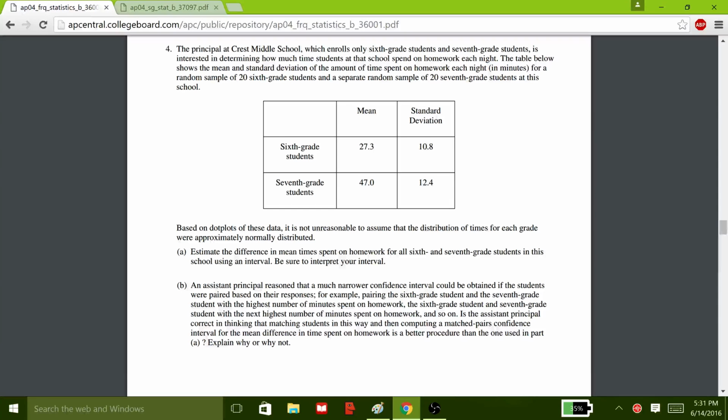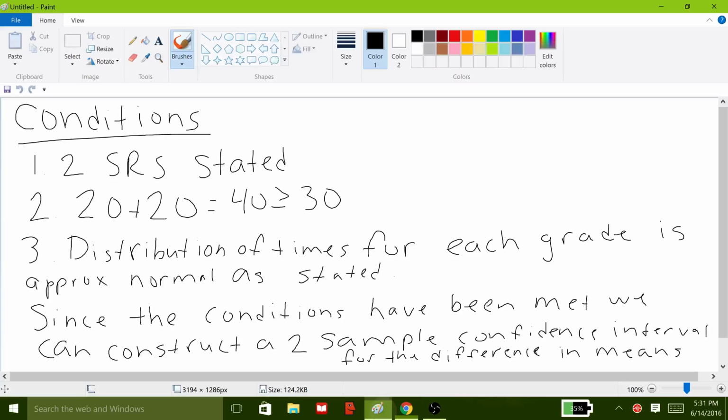Before we begin, we must state the conditions for this problem. The first condition is two simple random samples. It should say two independent simple random samples as stated in the problem. The second condition is that n must be greater than or equal to 30. So if we take the 20 6th graders and the 20 7th graders, you get 40, which is greater than 30. The third condition is that the distribution of times for each grade is approximately normal as stated in the problem.